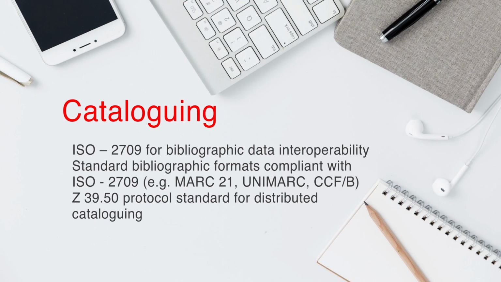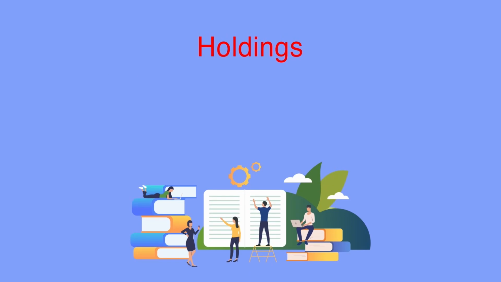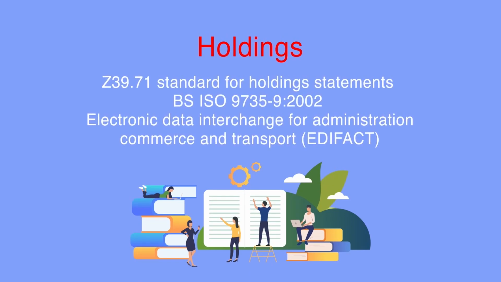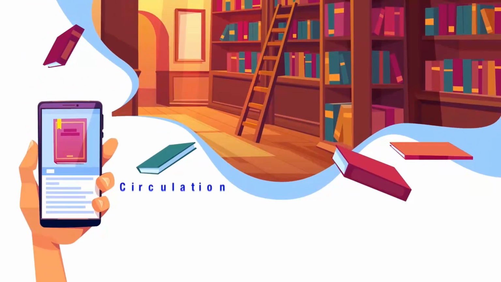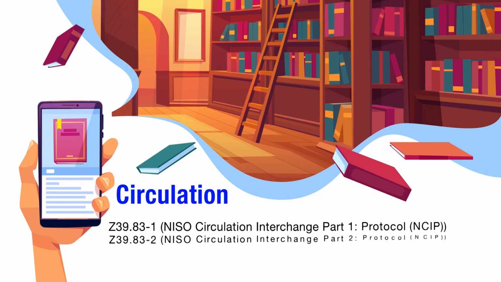And if a server is available, that is better. That means in future you can support other libraries by providing bibliographic data services. Now at the holdings level, an ILS needs to support the Z39.71 standard for holdings. In case of accounting, it should support BS ISO 9735, electronic data interchange for administration, commerce, and transport, which is called EDIFACT. At the circulation level, we should check whether it is supporting NCIP or not.